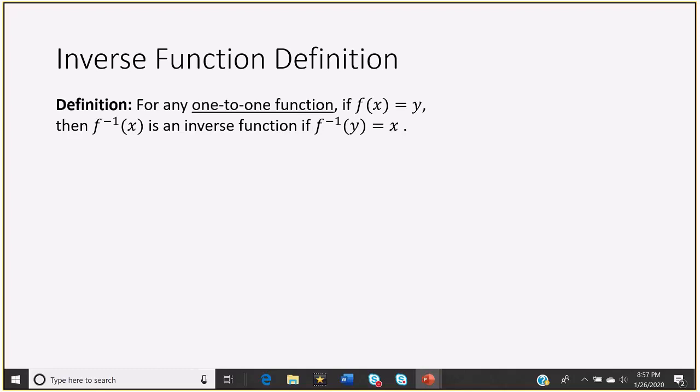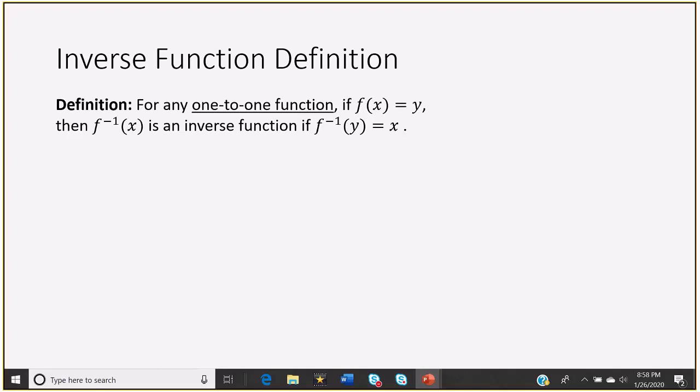As far as notation goes, f to the -1 of x is the inverse, and unfortunately it's almost the exact same notation as a reciprocal. If you have a function and it's to the -1 power, don't flip it over into a fraction or anything like that. Instead, just know that we're actually taking the inverse of it.